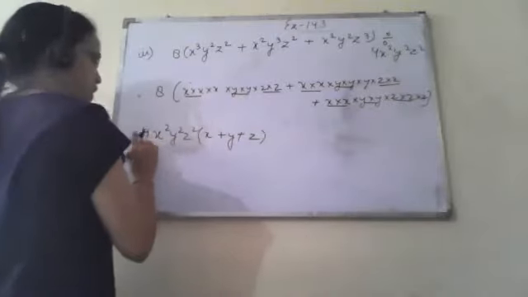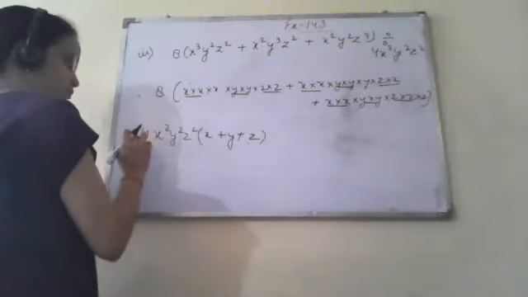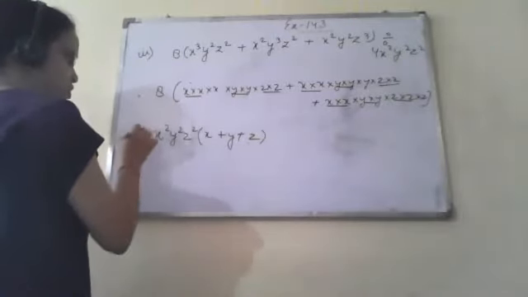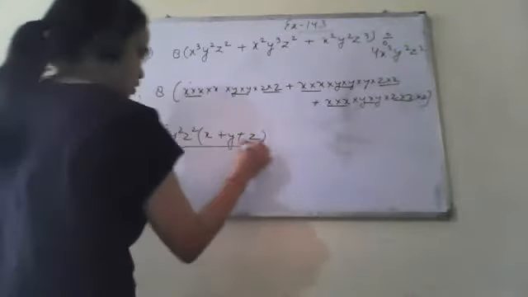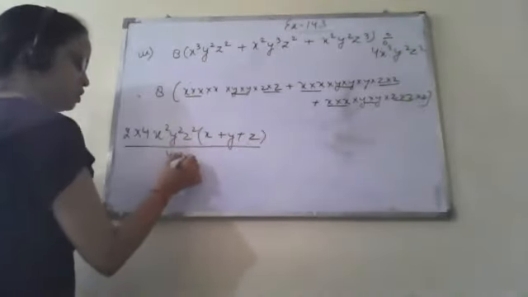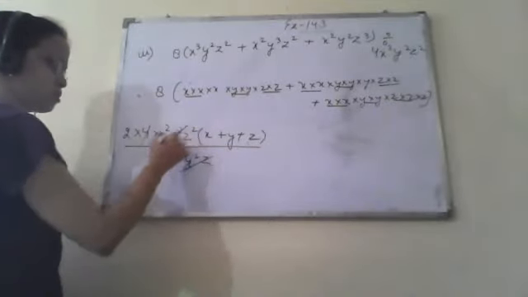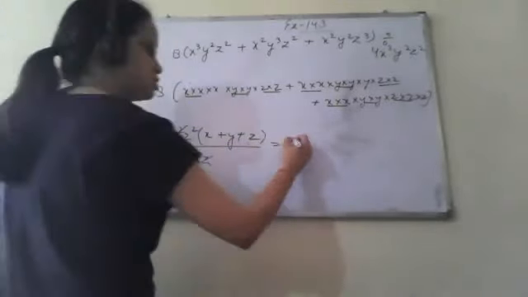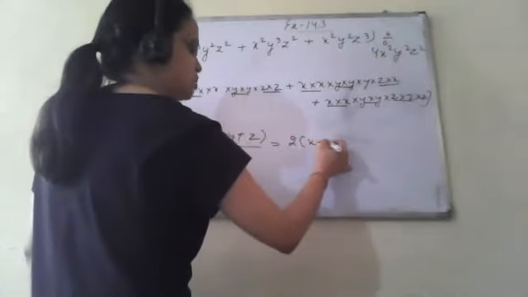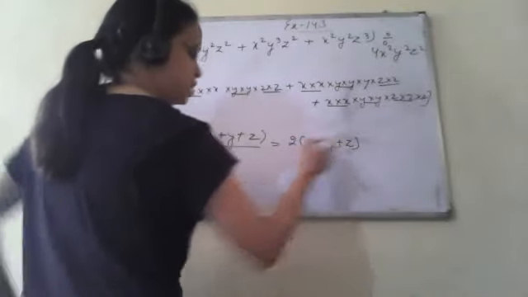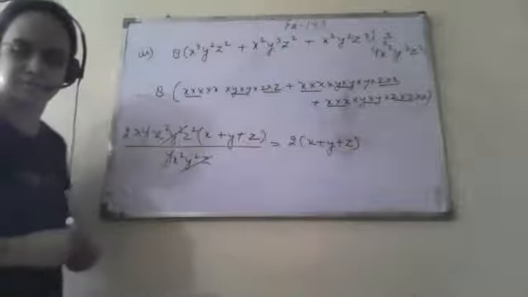Now we have to divide, this was 8, so this 8 was written as 2 into 4. Clear? Now we have to divide this expression by 4x square y square z square. So 4 was cancelled, x square y square z square cancelled, and what we are left with is 2 into x plus y plus z. So this is the answer.